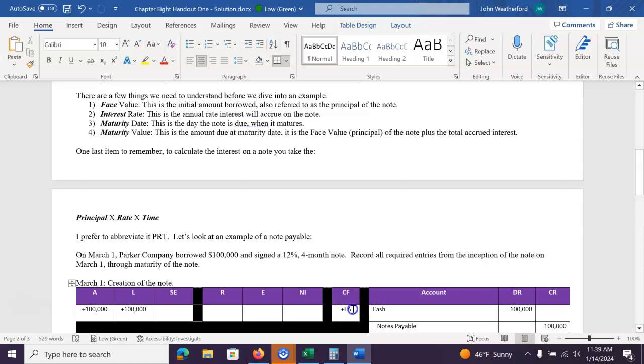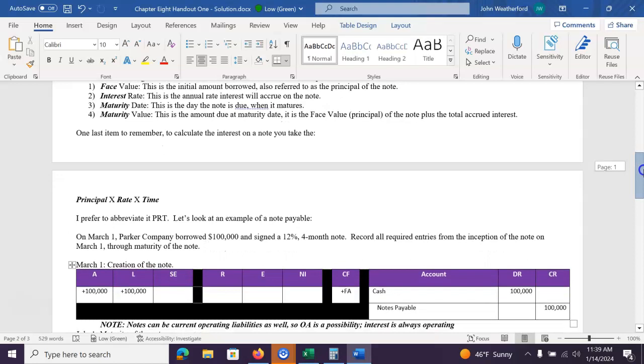And loans are typically thought of as a financing activity, you guys. Now in the note here it says notes can be current operating liabilities as well. So an operating activity is a possibility here. But you guys, for our purposes, we'll call borrowings financing activity. And when we pay it back, the principal part that we pay back would be considered cash going out for a financing activity. But interest paid on the note will always be an operating activity. Note here, interest is always operating.